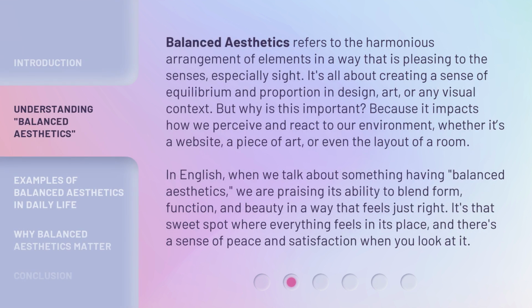Balanced aesthetics refers to the harmonious arrangement of elements in a way that is pleasing to the senses, especially sight. It's all about creating a sense of equilibrium and proportion in design, art, or any visual context. But why is this important? Because it impacts how we perceive and react to our environment, whether it's a website, a piece of art, or even the layout of a room.